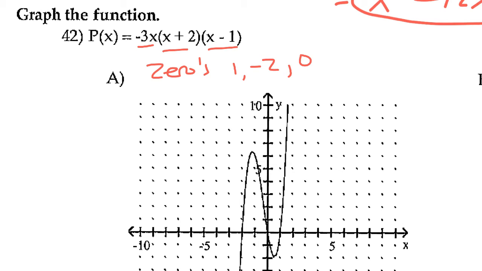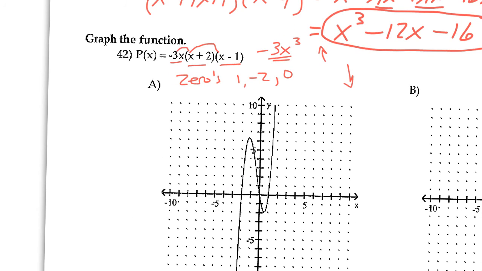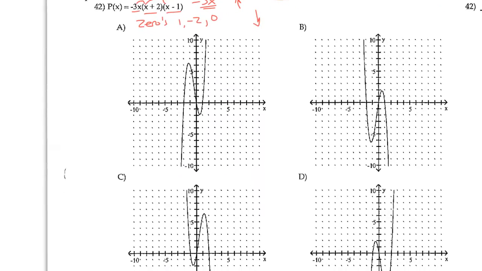If I had 3x times, let me back up here. If I had a negative 3x times x, I would have a negative 3x squared. If that then got taken times x, I would have a negative 3x cubed. There's my dominant term. So the end behavior would be down to the right, up to the left. So let's go looking for a graph that's down to the right, up to the left, and hits the zeros of 1, negative 2, and 0.